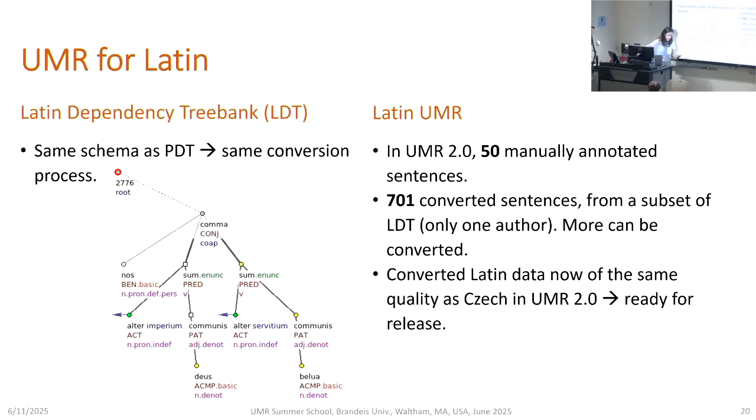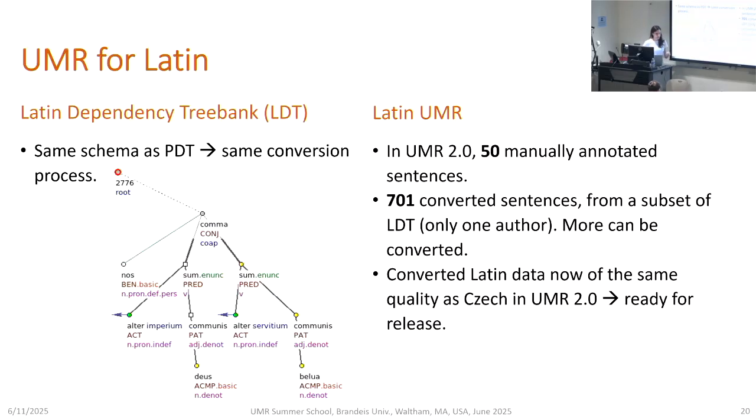However, Latin is included in the second release of UMR, but you will not find the converted sentences yet. As of now, in the second release, there are only 50 sentences which have been annotated manually. That is important also because Latin is the first historical language to be included in UMR, so we had to figure out how to apply the guidelines and everything. And then it's always good to have some gold data.